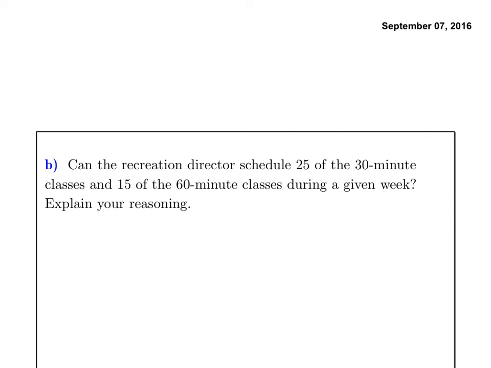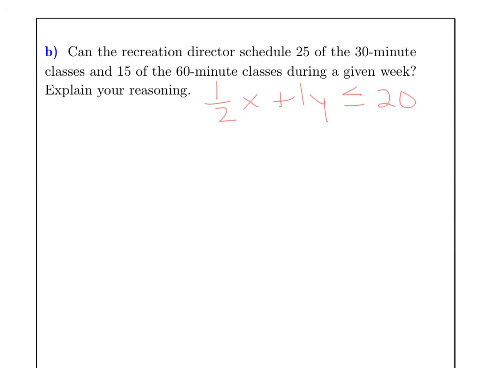Okay, so then on a follow-up question, let me put my equation back in here. I believe it was 1/2 x plus 1y is less than or equal to 20. So that was my inequality. Part B here refers to this inequality. It says, can the recreation director schedule 25 of the 30-minute classes and 15 of the 60-minute classes during a given week? Explain your reasoning.